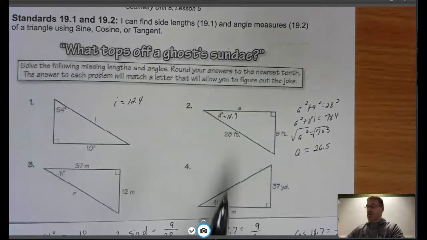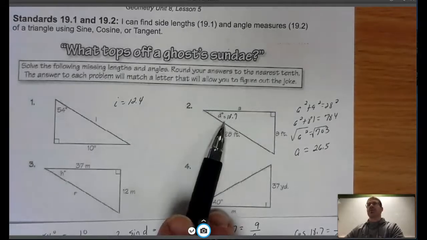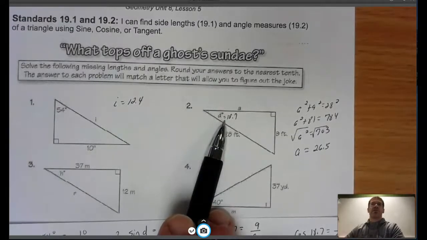Now, notice the other thing was I had to use at least one of my trig functions to solve for D here. Because the Pythagorean theorem only deals with sides, it doesn't give us a way to solve for angles. So you had to use that one here.